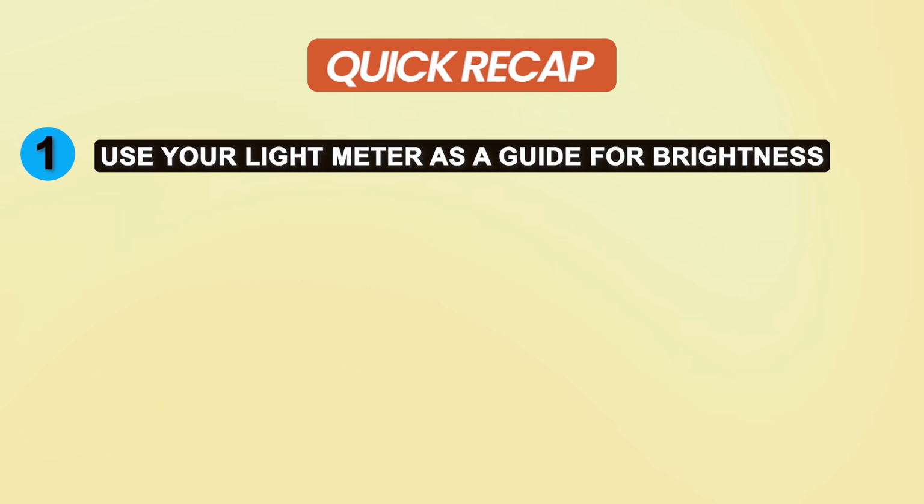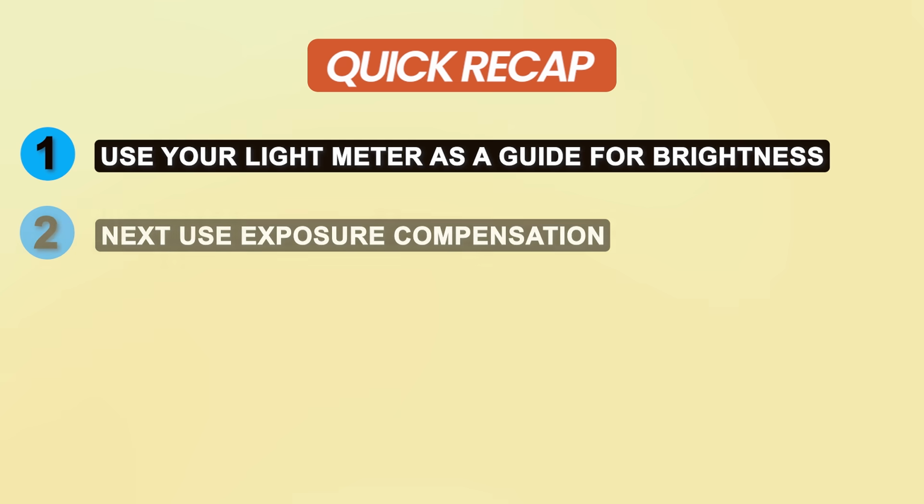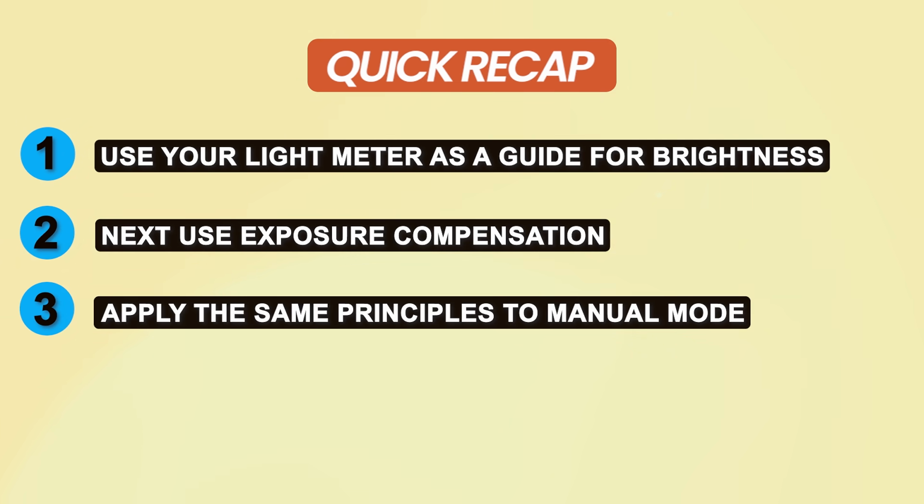So to recap all of this, use your light meter as your guide for general brightness, and then use exposure compensation to fine tune where your camera settings got it wrong. And when you're ready for more control, take those same principles into manual mode for the best results in situations when you have the time to pick your settings, like landscape photography, for example.